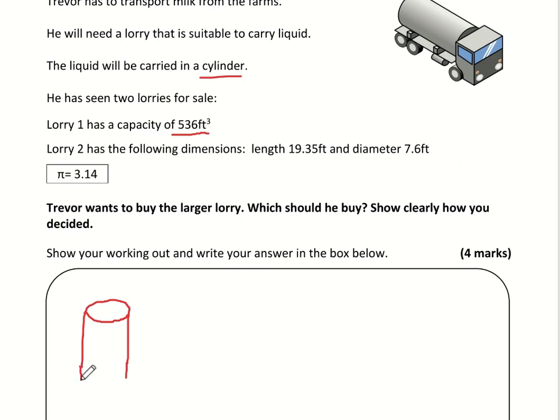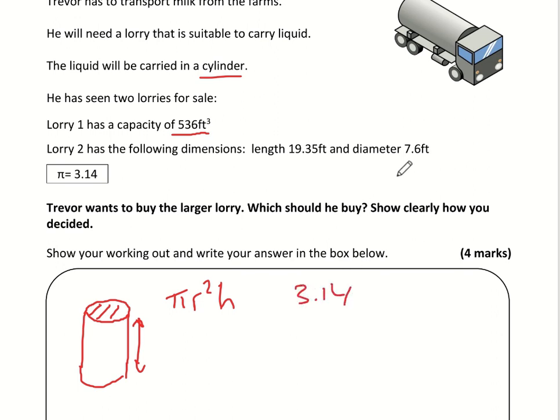Here's the cylinder turned so it's standing up. The volume is the area of its face multiplied by its height or its depth. Here the area of the face is a circle, and the formula for the area of a circle is pi r squared. So pi r squared multiplied by the height h is the formula for the volume of a cylinder, which some people might just learn as a formula, but this is how it's derived. Okay, so pi is 3.14.